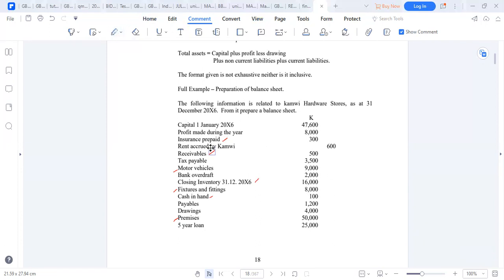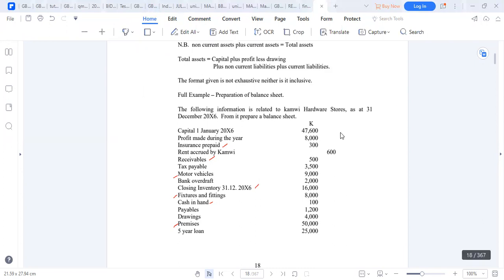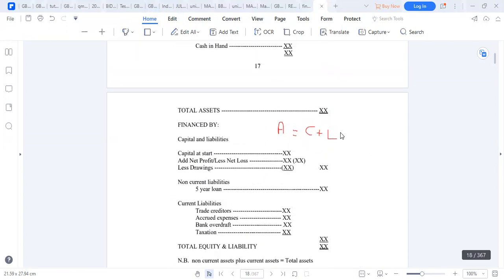What of profit made during the year? Profit can't stand. Okay. Remember, I needed you to, profit is under the capital. We add it to the capital at start.